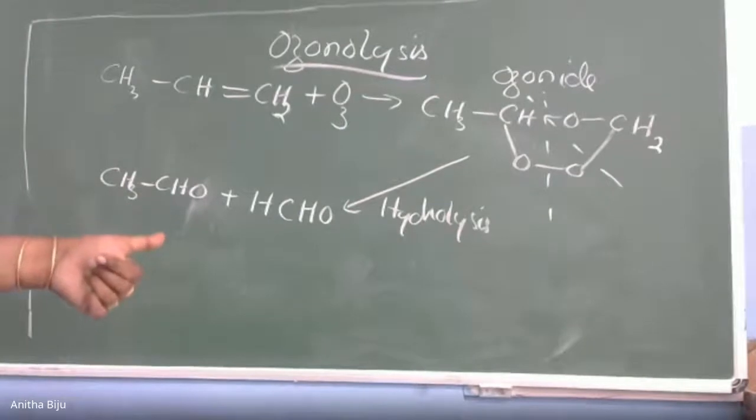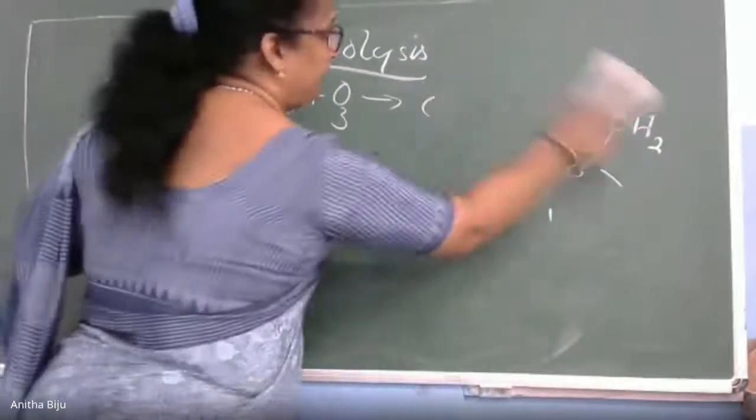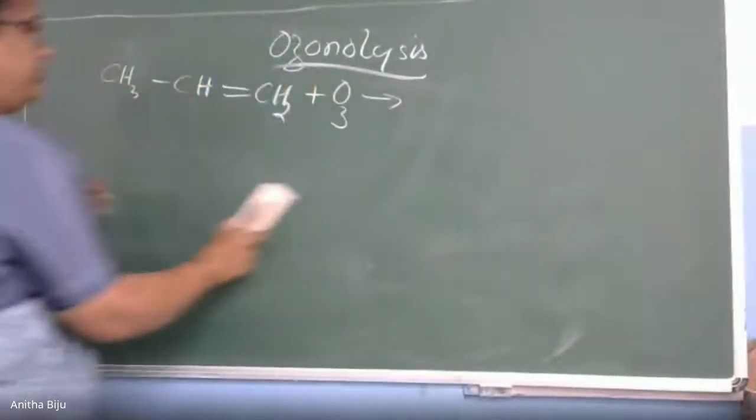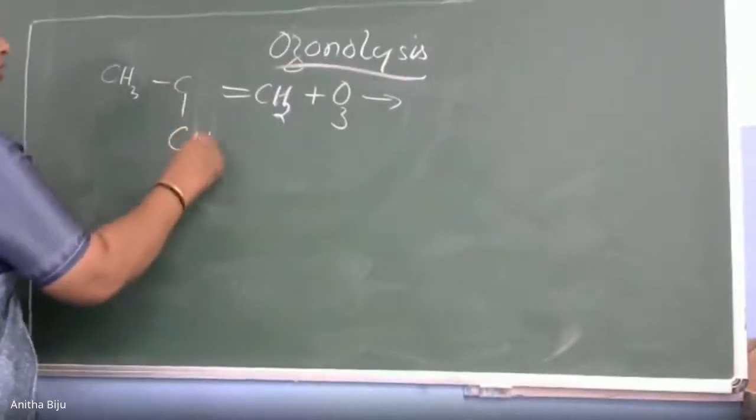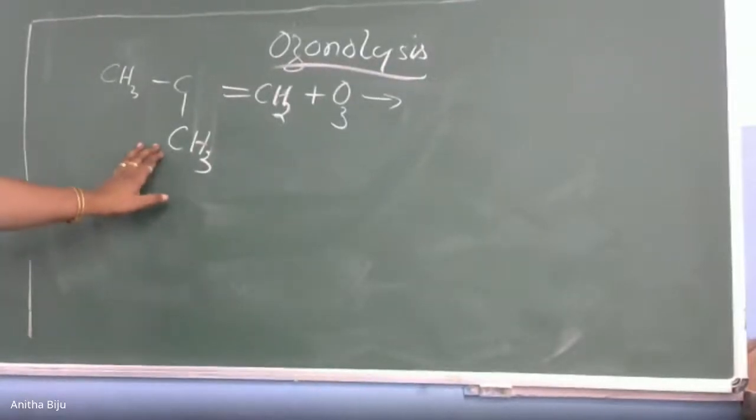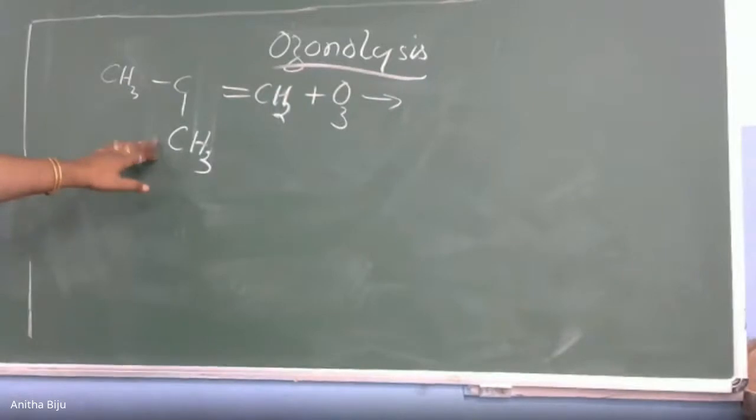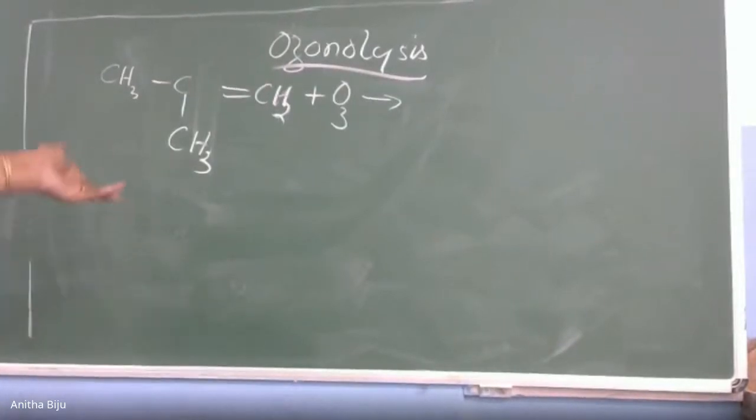Now, very good, all the students have completed. Now instead of a straight chain alkene, I will use a side chain alkene. Here I will put a methyl group, and this is again an alkene, but the significance is that the double bonded carbon atom has a side chain CH3.